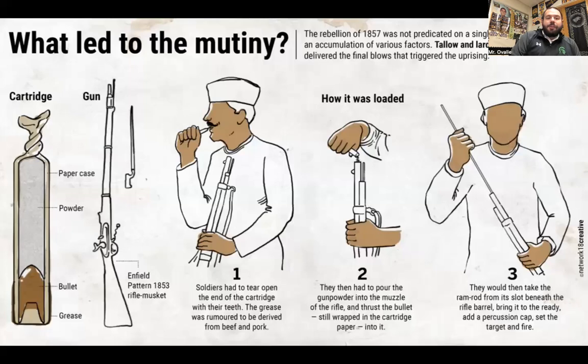All right, so this is how you bite off a cartridge. You bite off this end piece, okay? The bullet's down here, the gunpowder's right there. You bite it. You then had to pour the gunpowder into the muzzle, then the rifle thrust, and it's still wrapped in the cartridge paper into it. So they would take their ramrod and slot it beneath the rifle barrel. Boom. Set the target and fire.